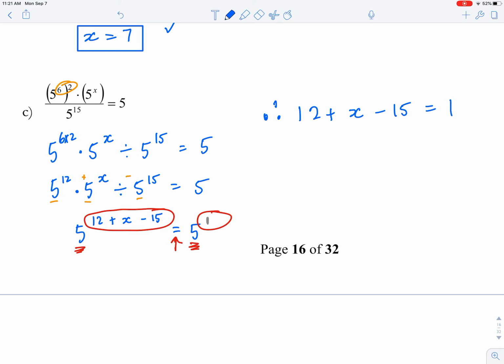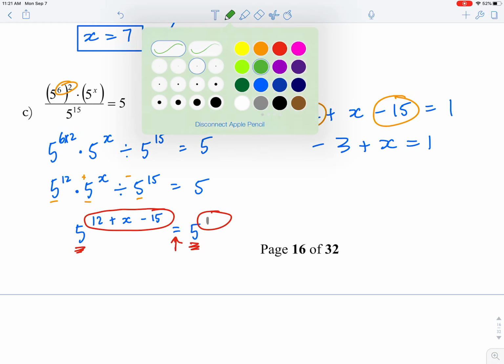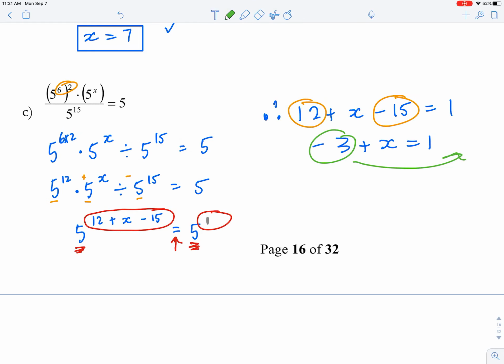And now we want to solve for x. So I'm going to collect my like terms here. So minus 15 and 12. When I add those together, I get minus 3 plus x equals 1. Now I'm going to take that minus 3 to the other side, or add 3 to both sides, however you want to think about it. I'm going to get 1 plus 3, and my final answer would be x equals 4.